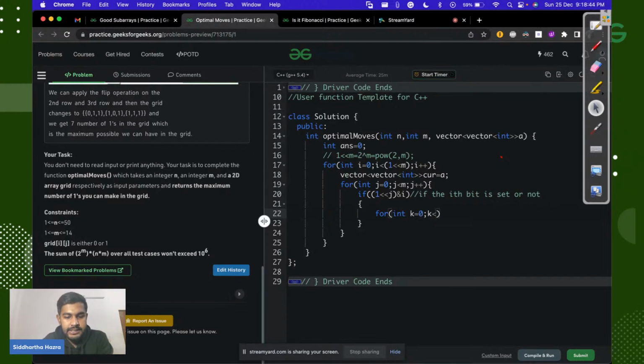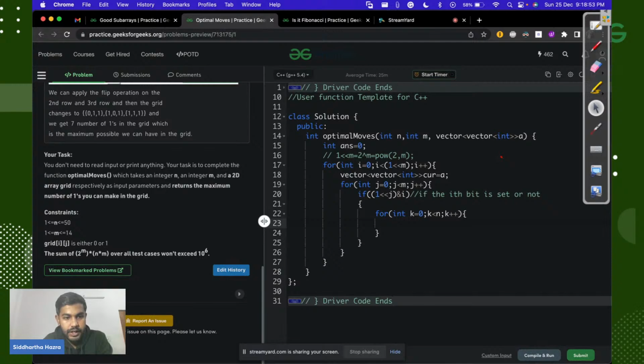Okay, for k is less than n and k plus plus. Now what we need to do is we would simply do, cur of k and j will be equal to, flip करना bits न, so 1 minus cur of k and j. That would simply flip the bits. This is what flipping the bits in a smart way. यहाँ पे थोड़ा और लिखना पड़ता. If cur of k and j is equal to 0, make it 1. If it is equal to 1, make it 0. We need to write more. We are writing less.